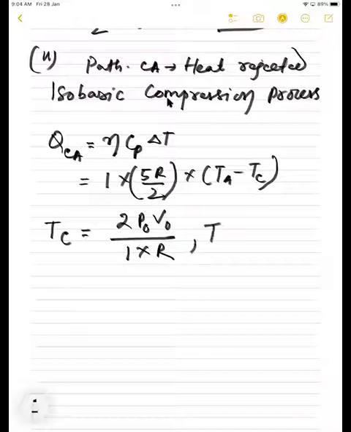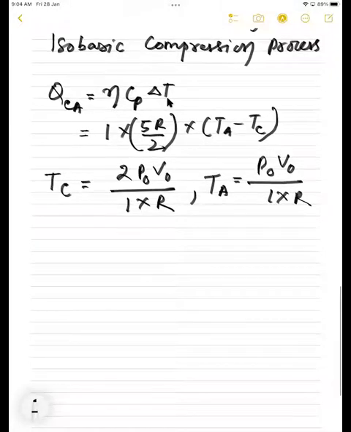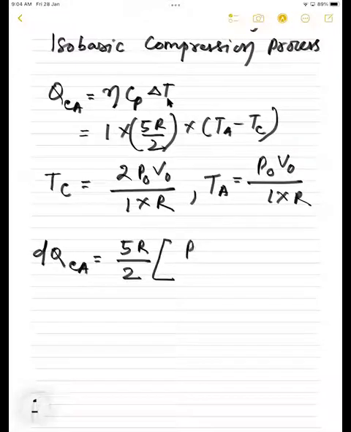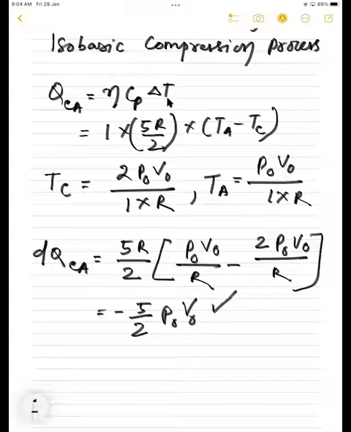And temperature at A is how much? Temperature at A is equal to P naught V naught by 1 into R, n is 1, R is the gas constant. So by putting the values, you can find delta Q, the change in heat from C to A, is 5R by 2 into TA, which is P naught V naught by R, minus TC, which is 2 P naught V naught by R. Correct. And subtracting, students, we will get minus 5 by 2 P naught V naught. Understood? Understood or not, students? C to A.